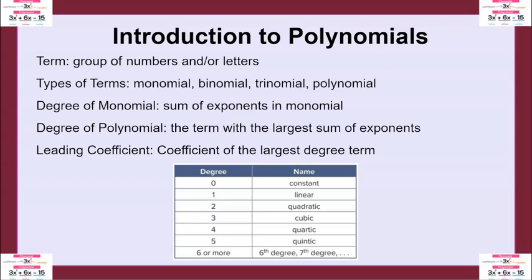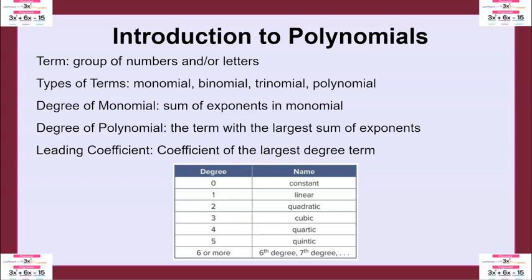Now, when you're talking about the degree of a monomial, a degree of one term, you would add all the exponents of that one monomial. For the degree of a polynomial, it's the term with the largest sum of exponents. So you take each term and add all the exponents of that one term. Whichever term has the biggest degree, that's the degree of the whole polynomial. And then we will look at leading coefficients. The leading coefficient is the coefficient of the largest degree term.